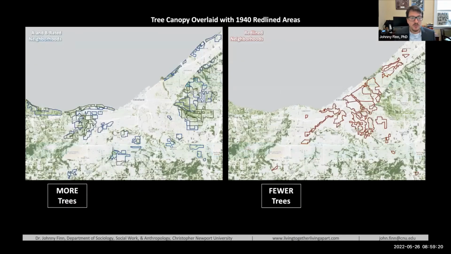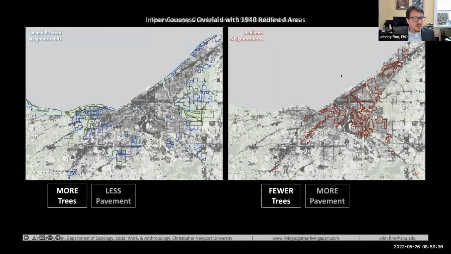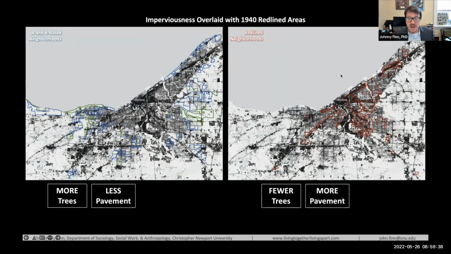So one recent study looked at the combination of tree canopy and pavement. And what you can see here is that neighborhoods that escaped redlining have a lot more trees. Neighborhoods that were redlined have a lot fewer trees. And on the flip side, neighborhoods that were redlined have significantly more pavement.